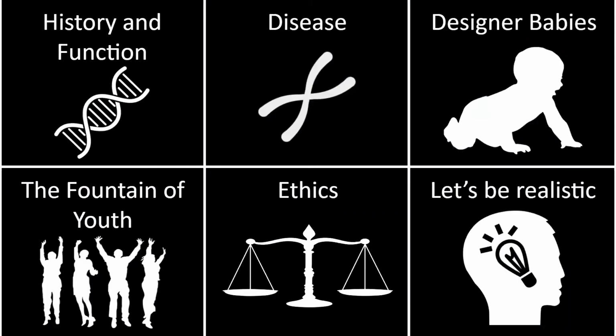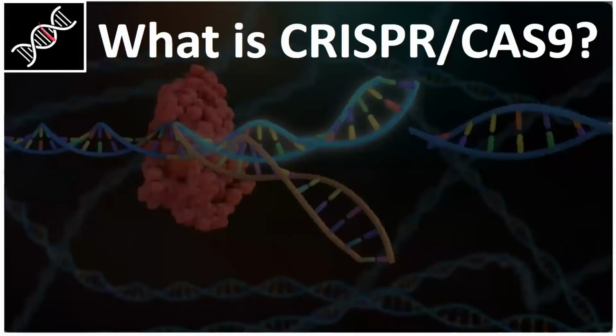Before we get into it, this presentation is going to be split into 6 categories. First is the history and function. We're going to be moving on to disease, the idea of designer babies, how CRISPR could be a fountain of youth, the ethics of CRISPR, and setting realistic expectations. Each category will be denoted with their symbol in the corner, as such.